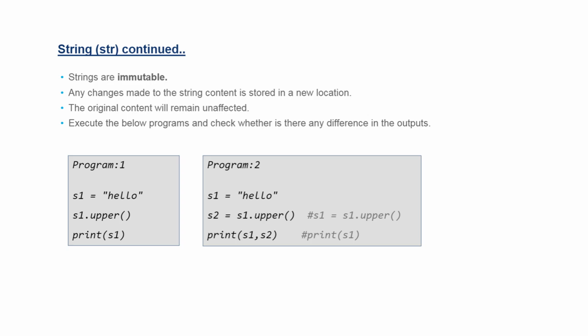Whereas coming to program 2, S1 is hello like the previous program, S2 is equal to S1 dot upper. Here S1 dot upper, the entire thing, is stored in a new variable called S2. Now print of S1 comma S2 means, S1 means small letters hello will be printed, S2 means capital letter hello will be printed in the output.